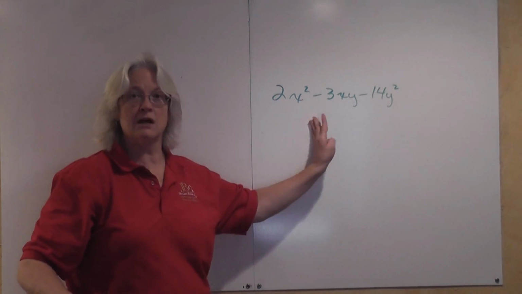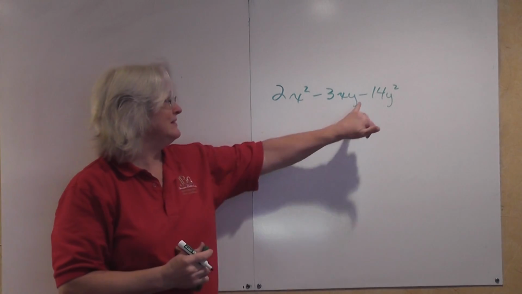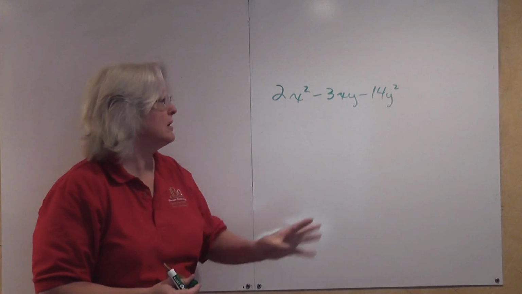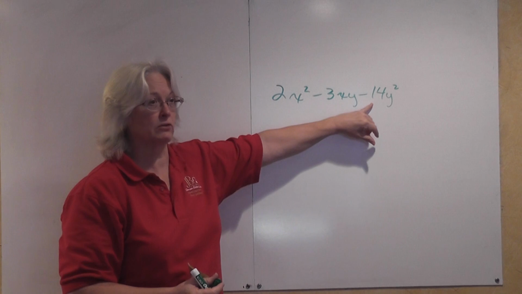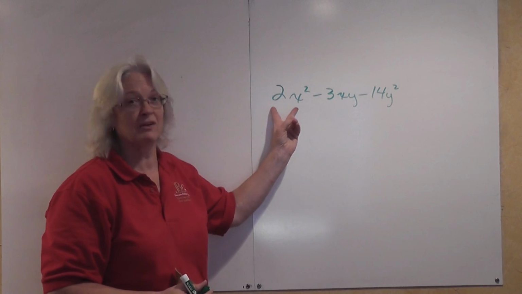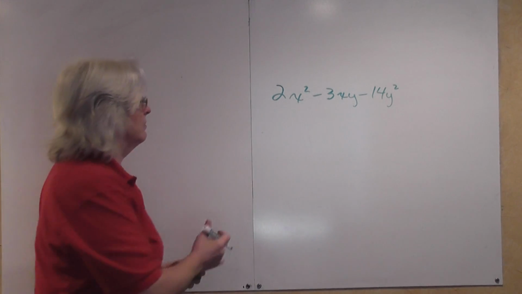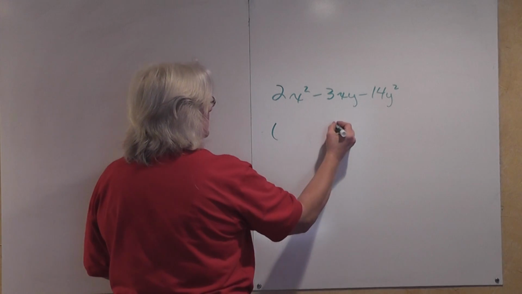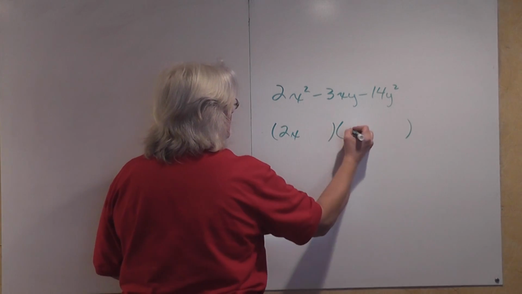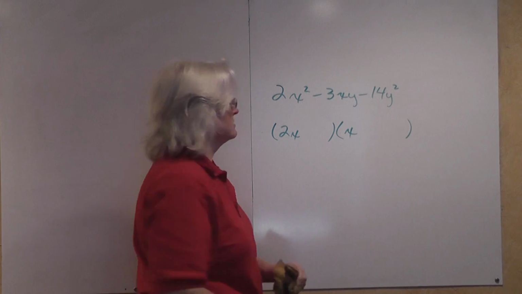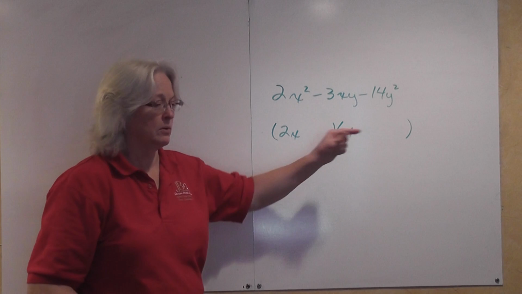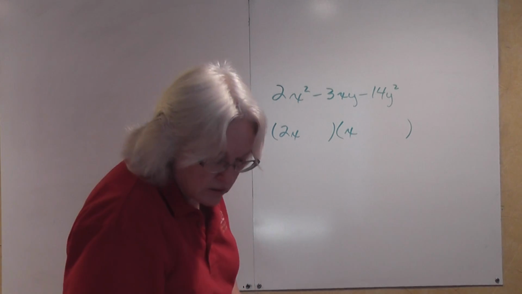What do we notice about the signs here? We have to have a negative product. The only way you can have a product of a negative 14 is by having a positive and negative factor. How are we going to factor our first term? Well, you can only factor 2 one way. So we know that we're going to have a 2x and an x. We know that one of these signs is going to be positive. We know that one of these signs is going to be negative.